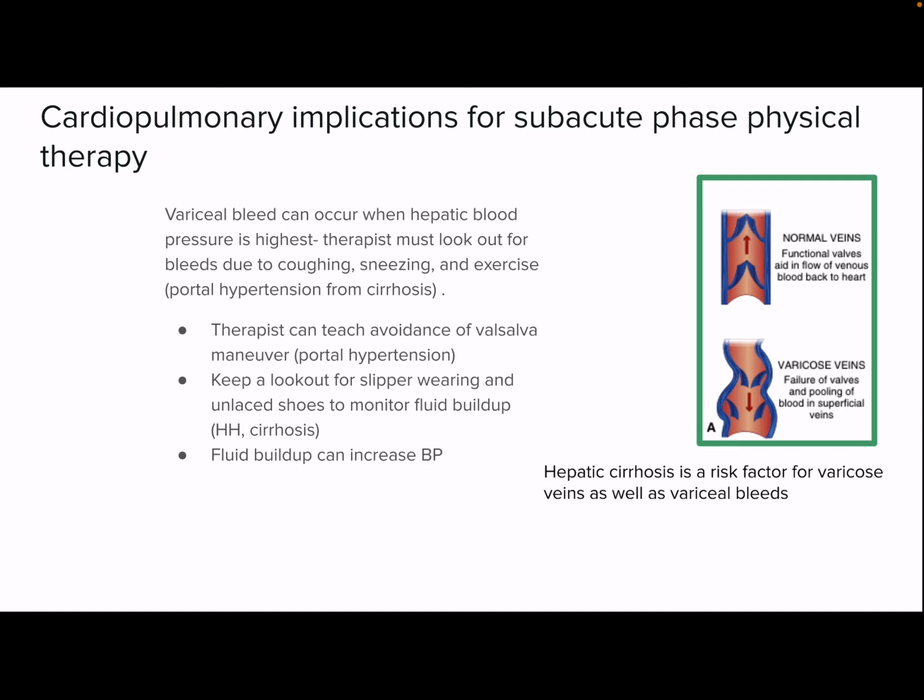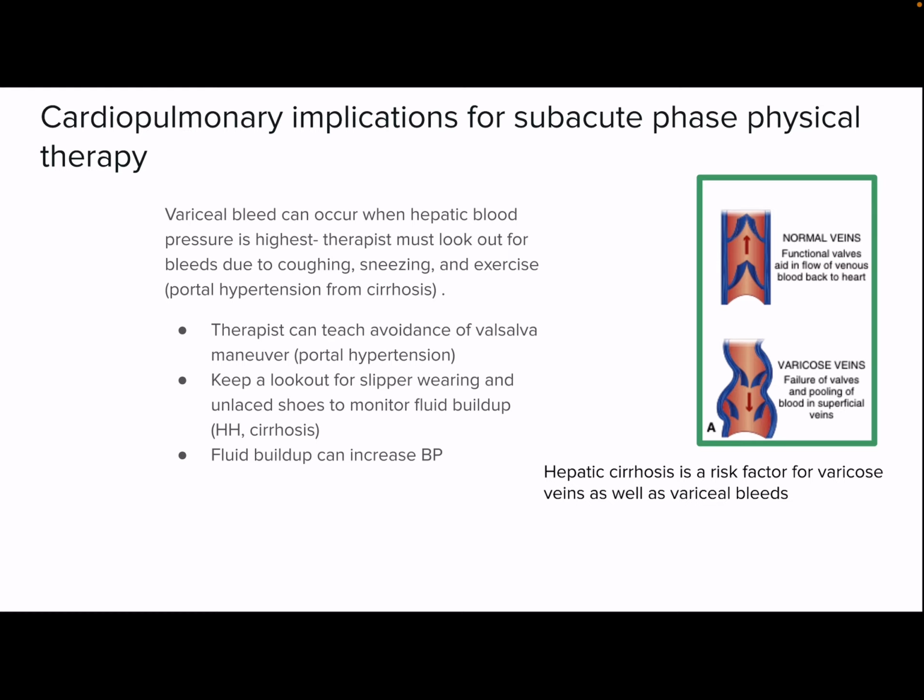Cardiopulmonary implications for subacute phase physical therapy are that, as we mentioned before, a variceal bleed can occur when hepatic blood pressure is highest, so when you have that portal hypertension. A therapist must look out for bleeds due to coughing, sneezing, and exercise, especially with patients with cirrhosis. A therapist can teach avoidance of the Valsalva maneuver, so we can do the breathing out type of breath work when you're doing something hard instead of holding your breath.